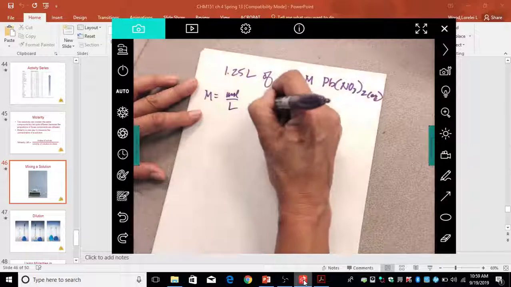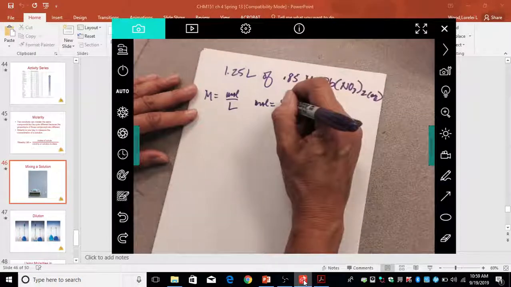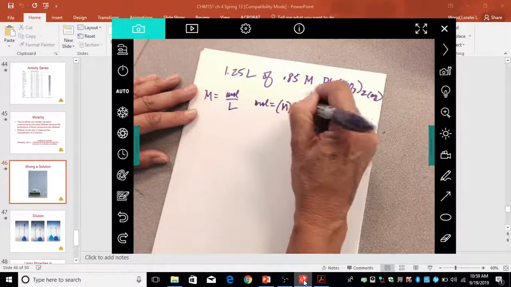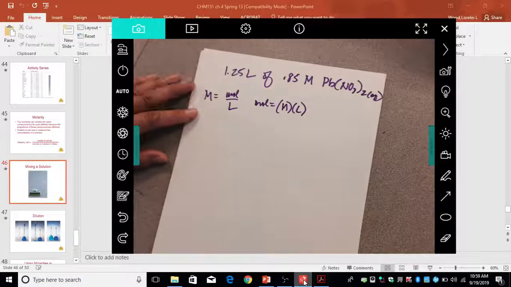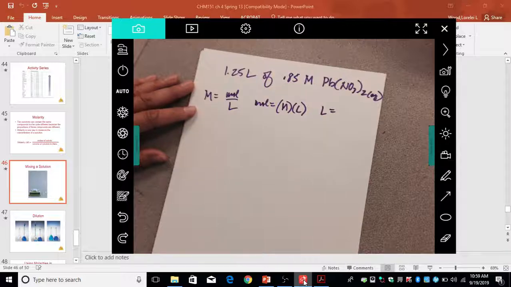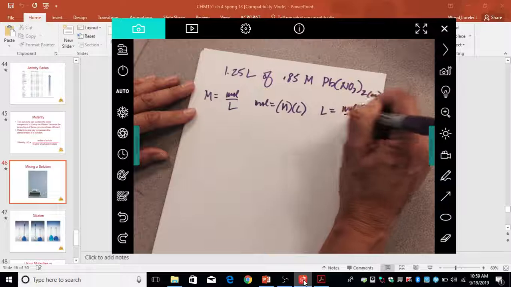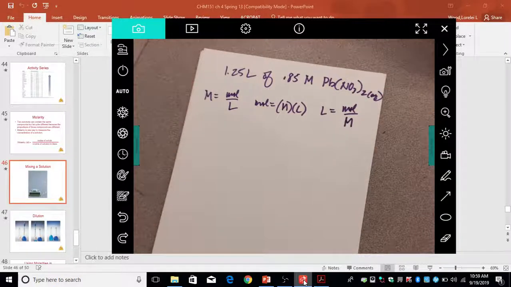If I algebraically rearrange this, and I want to isolate and solve for moles, what is moles equal to? Concentration times volume. That's super helpful. You're going to use that a lot. And then lesser known or lesser used, if you want to solve for volume algebraically, what do you do? Moles over concentration. All right, those 3 things. If you can't derive those algebraically, write them on your 3x5 card. I think one of those 3 would be super helpful in this situation.